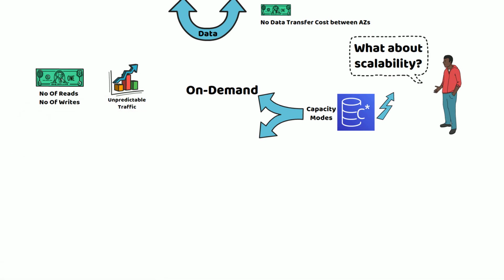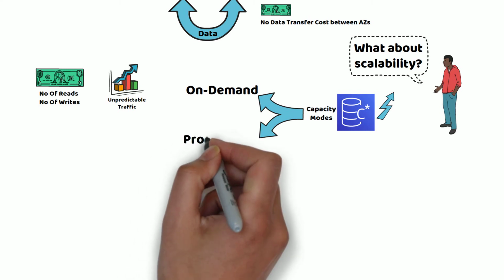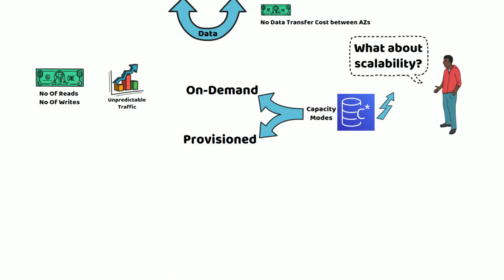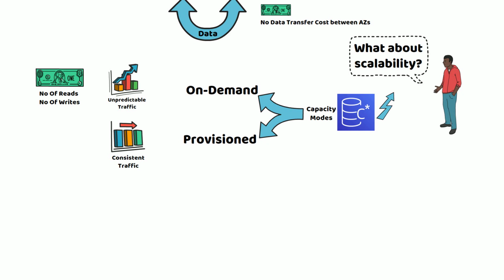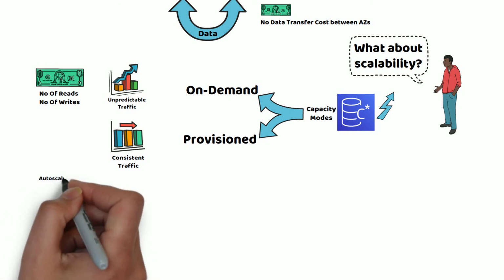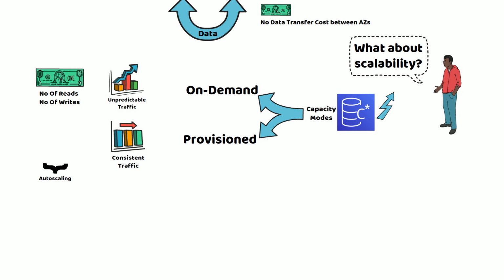However, since they know the traffic pattern of their applications, they can benefit more from provisioned capacity. The provisioned capacity mode will allow them to optimize reads and writes by specifying the required capacity in advance. At the same time, the auto-scaling feature will enable them to scale the capacity up and down.